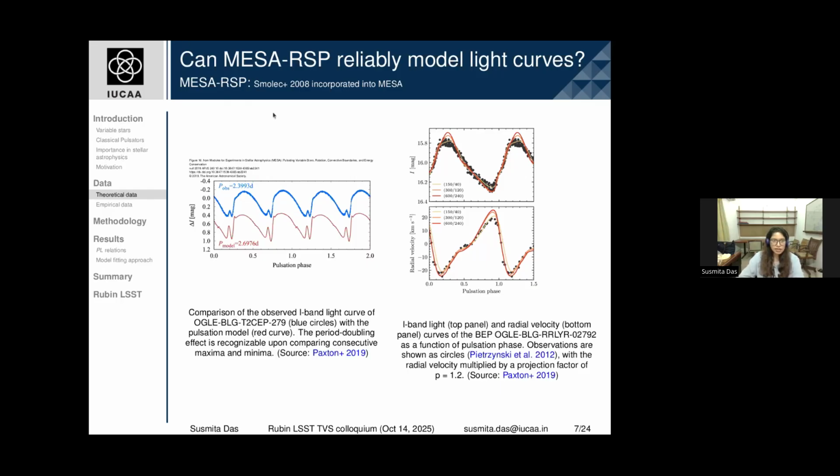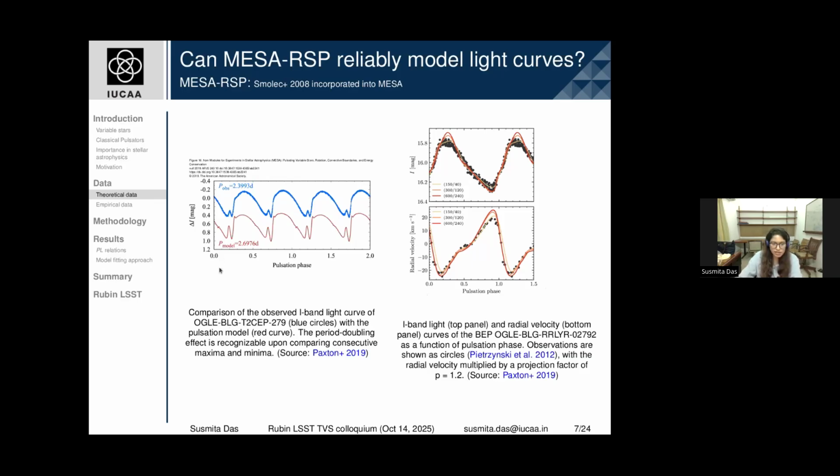Now, before we begin, here is a slide on whether MESA-RSP can reliably model light curves. Because at the end of the day, we want to make sure that we are reproducing the right light curve structure. So the dots are from observations and the solid lines are from computed MESA models. On the right is the example of a bulge RR Lyrae star. On top, we see the light curve structure. On the bottom is the radial velocity curve. It shows quite a good match even with a simultaneous fitting of the light curve and the radial velocity curve.